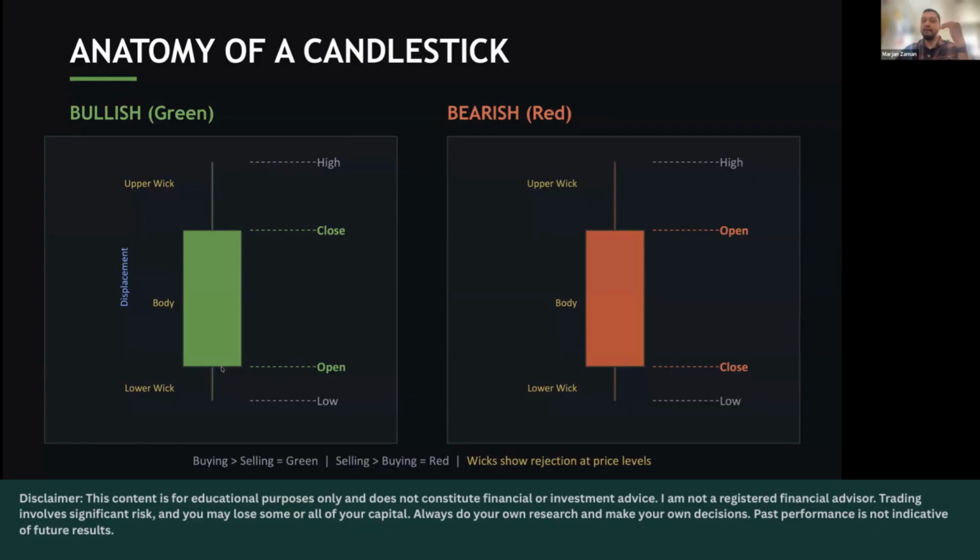And what happens is that it opens and then it starts to displace. If the price opens here and goes up, it's a green candle, bullish, and it starts to create this wick. So let's say the price traveled all the way up here to this high, and then the sellers came in and pushed it back down. Now you have this wick.